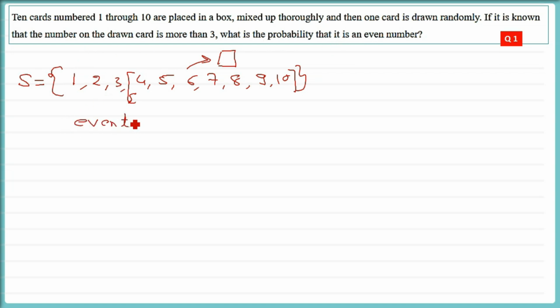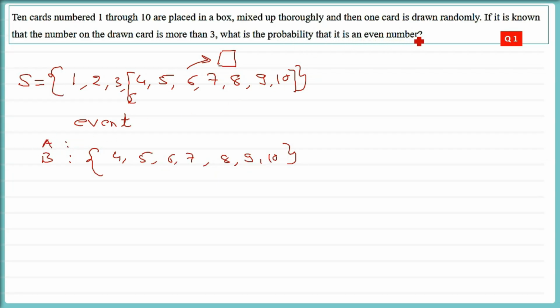We'll apply the conditional probability formula. So what are the events? Sample space is 1 to 10. But we have 2 separate events. And you have to judge the event according to the question, because if one thing has happened, what is the probability of the second thing happening? So one thing has happened, that is, if it is known that the drawn card is more than 3, this will be our second event, B. 4 till 10, because it is more than 3 already given. What is the probability of A?